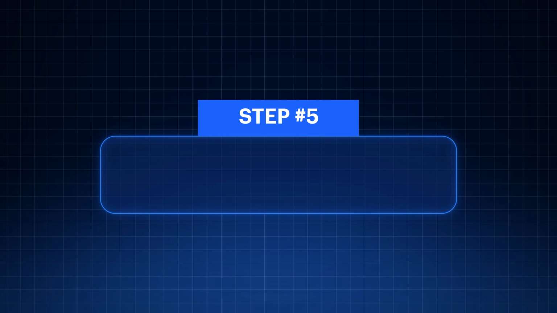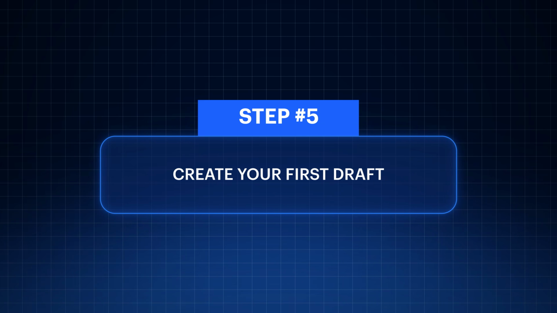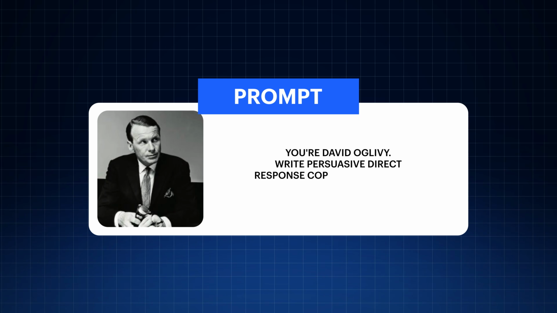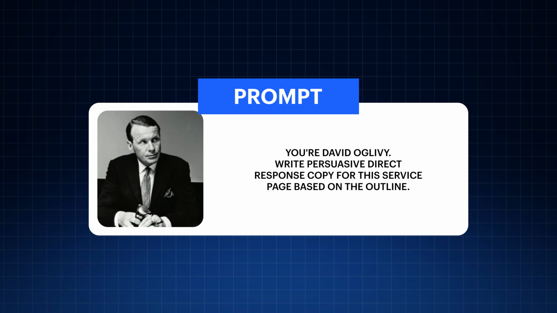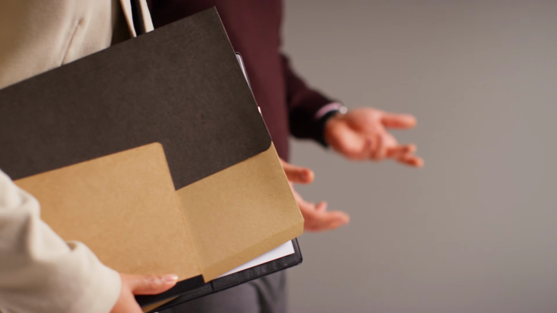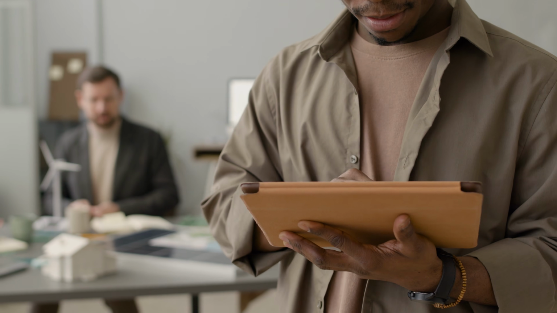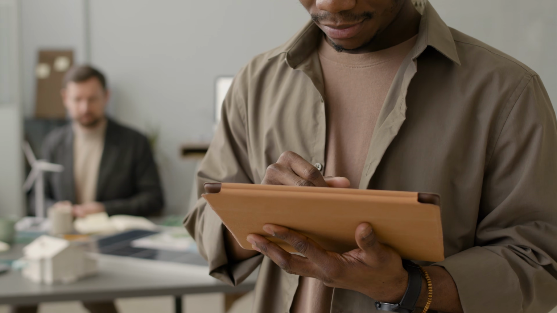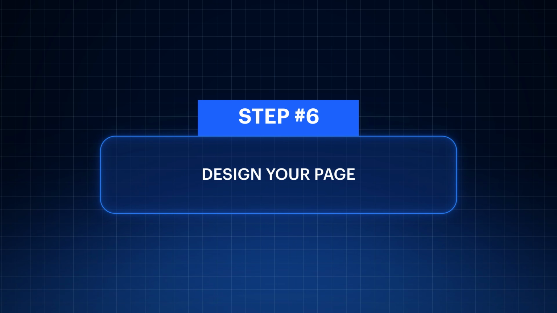Which brings us to step number 5, create your first draft. If you're using AI, you can just follow up in the same thread and ask it to write the draft based on the outline using this prompt. At this stage, bring a human into the loop to verify facts, and then once the copy passes quality control, it's time for step number 6, which is page design.